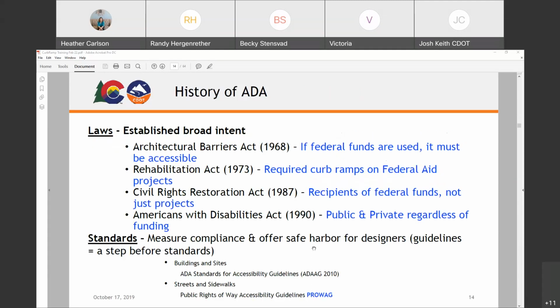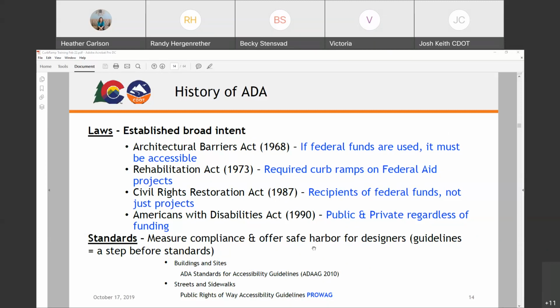And so we get into the history of the laws, and the biggest thing to take away from this is that this has gone back all the way to 1968, and it's got more and more restrictive as time goes on. And basically with the ADA Act of 1990, public and private, there's no escaping it at that point. You are obligated to provide access.